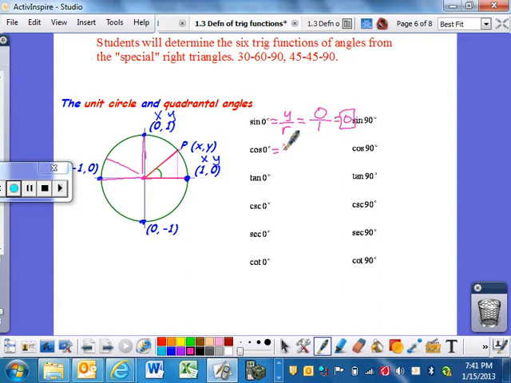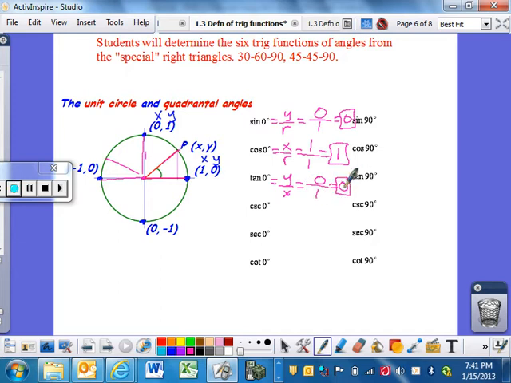Cosine of 0 is the x over the r. X over r is going to be 1 over 1, because you're 1 unit to the right for the x value, and the radius is also 1. Tangent is y over the x. So your y value is 0, the x value is 1 to the right. 0 over 1 is 0.